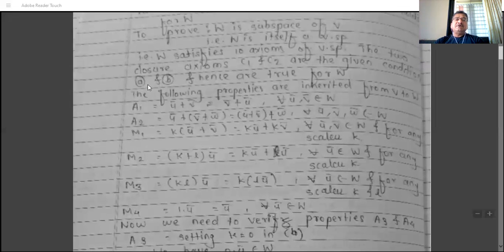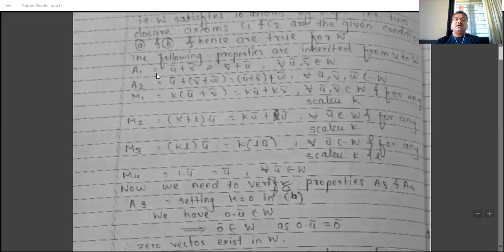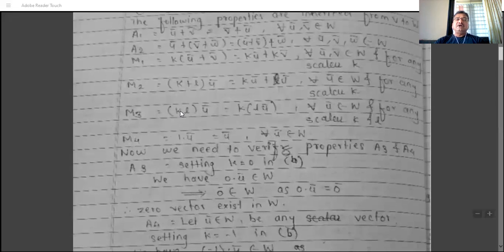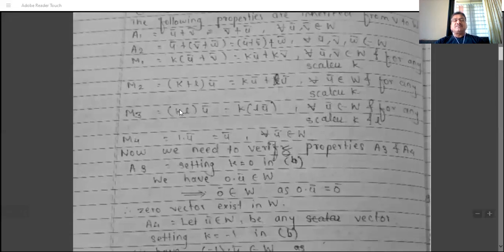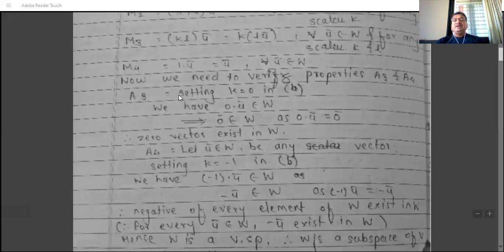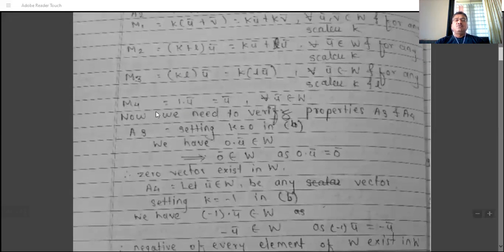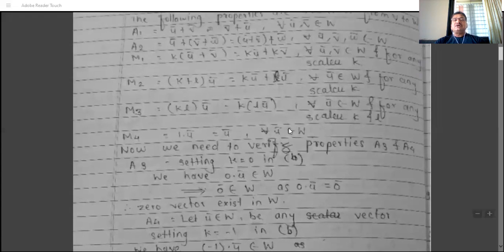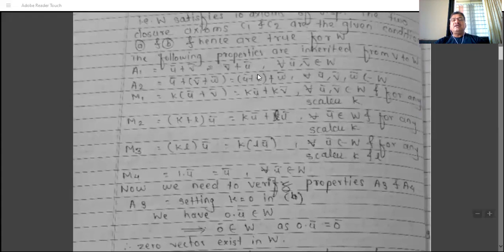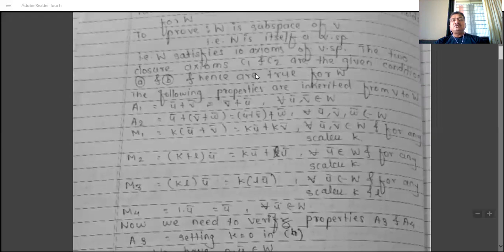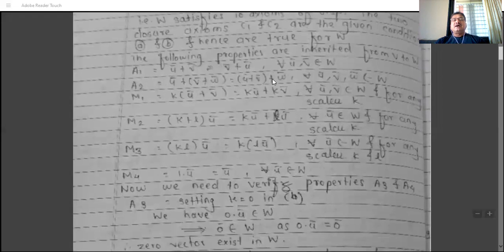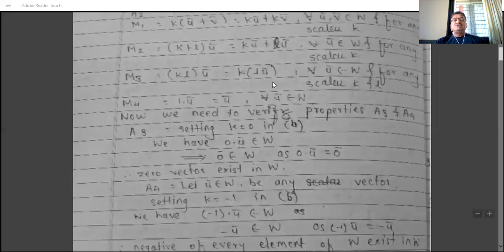So in all, the first two closure axioms are our assumption, and these 6 properties, that is total 8 properties, are now satisfied for W. And so we need to verify only the remaining 2 properties. Now we need to verify the properties A3 and A4 for W, because 6 properties are inherited and 2 properties C1 and C2 are our assumptions. It remains to show that the remaining 2 properties A3 and A4 are satisfied for W.